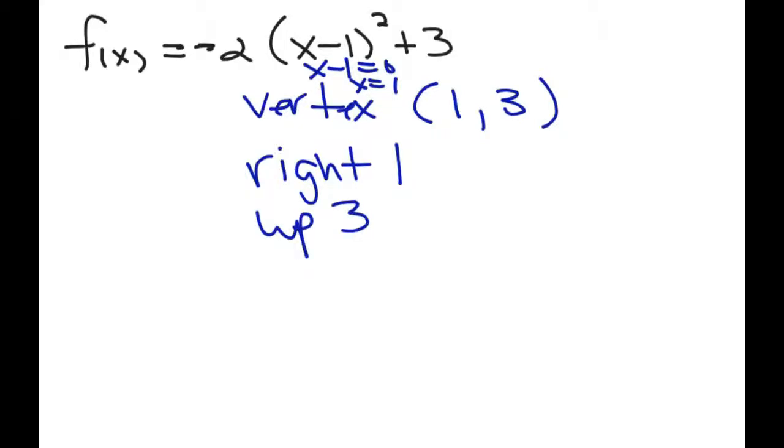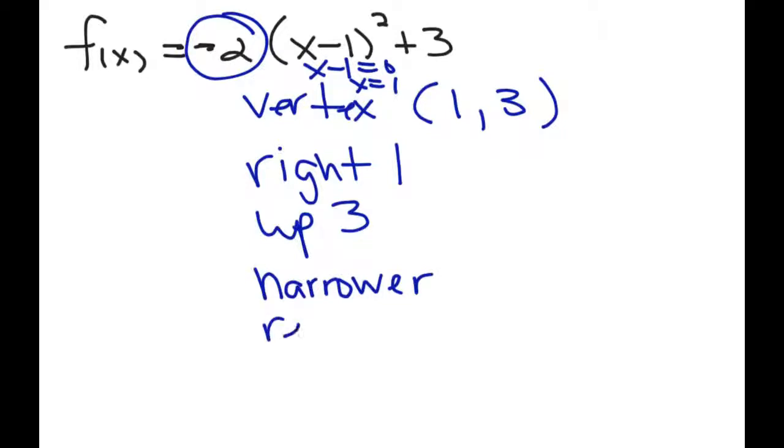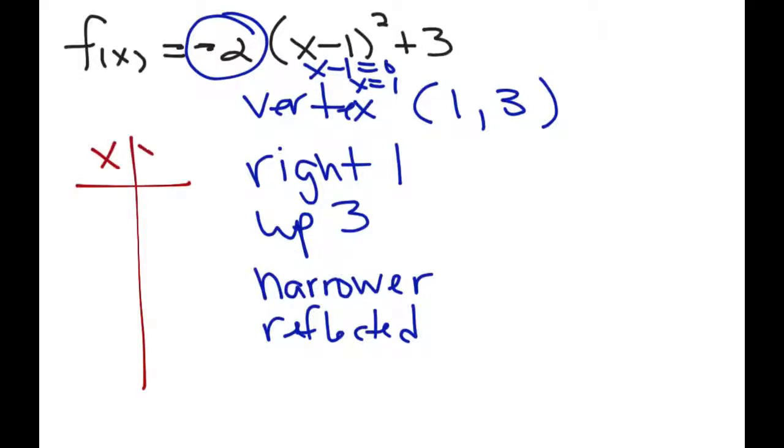Inside the parentheses tells you left or right. Outside the parentheses, up or down. This number in front tells me that not only is the parabola narrower, but the negative means it's been reflected over the x-axis. So now, if I go and make myself a little table of values, I know the vertex is at (1, 3), so I'm going to pick 1 as my middle x value. So I probably need 0 and -1 on one side and 2 and 3 on the other.